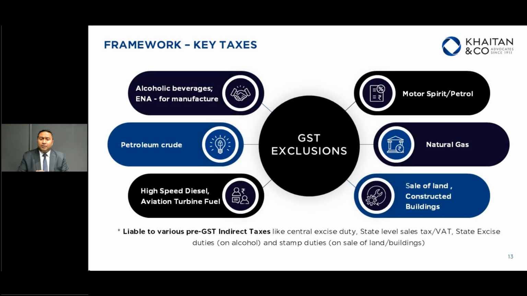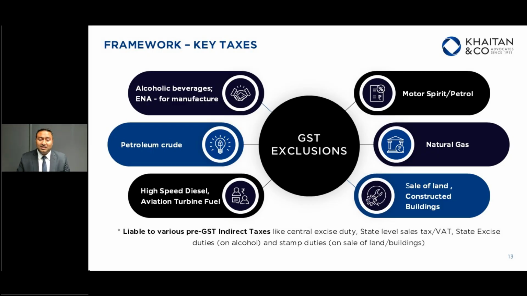Next slide, please. Now let's talk about the exclusions. I had mentioned earlier that the central sales tax law or VAT law for states apply on very limited products. What are those products? Those are the products which are excluded from GST. GST, like I mentioned, is a tax on supply of goods and services, but not all goods. These are the excluded items: alcoholic beverages, ENA for manufacture of alcoholic beverages, petroleum products like petroleum crude, high-speed diesel, aviation turbine fuel, motor spirit, natural gas.